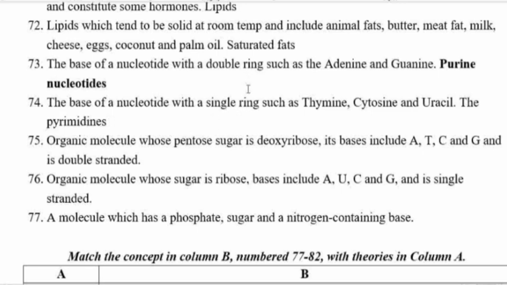In other words, the pyrimidines have a single ring, whilst the purines have a double ring. Now, question number 75 says, organic molecules whose pentose sugar is deoxyribose, its bases include adenine, thymine, cytosine, and guanine, and is double-stranded. What is that one? Number 75.